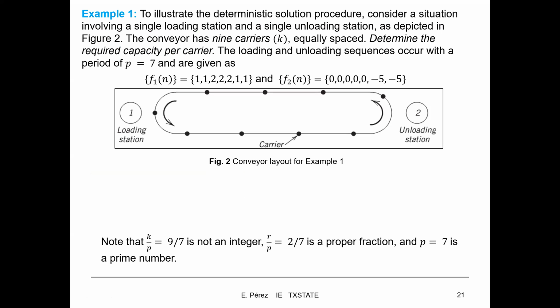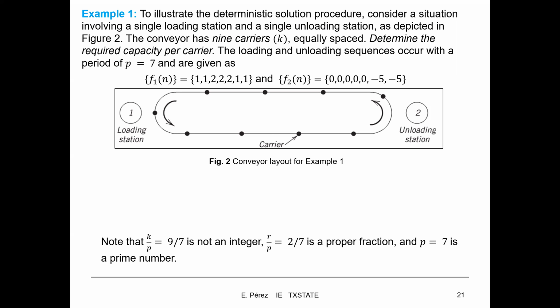So to illustrate the deterministic solution procedure, consider the situation involving a single loading station and a single unloading station. The loading station is station 1, and the unloading station is station 2, and then you have the conveyor going around. The conveyor has 9 carriers, K, equally spaced. Determine the required capacity per carrier.